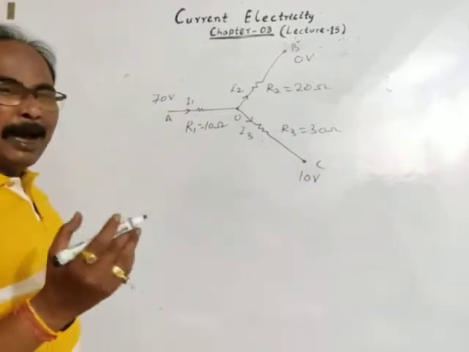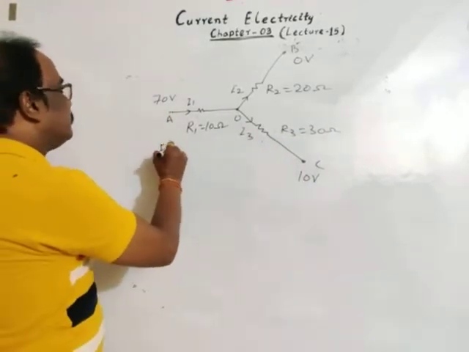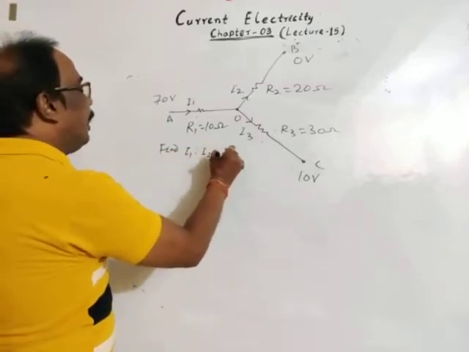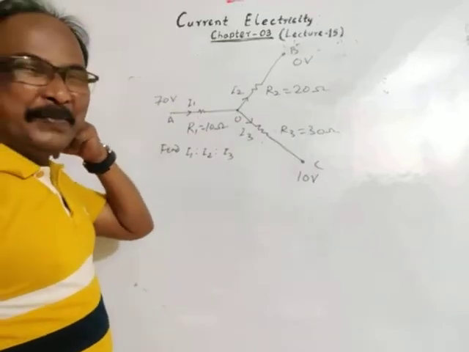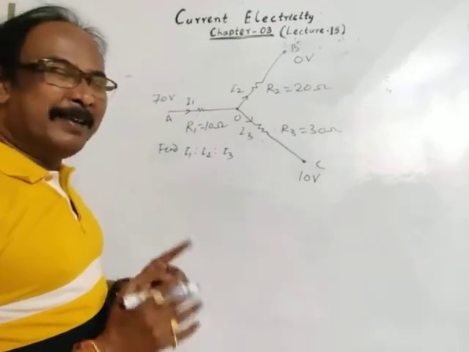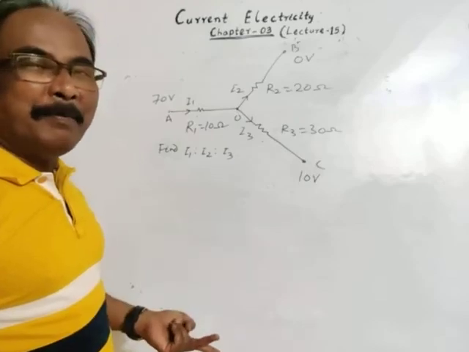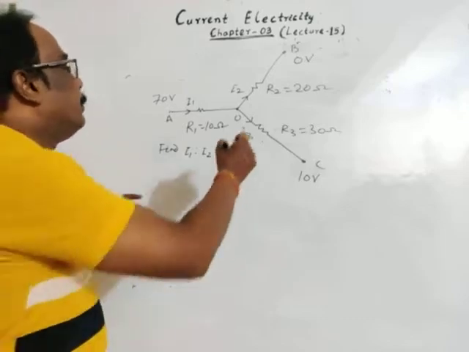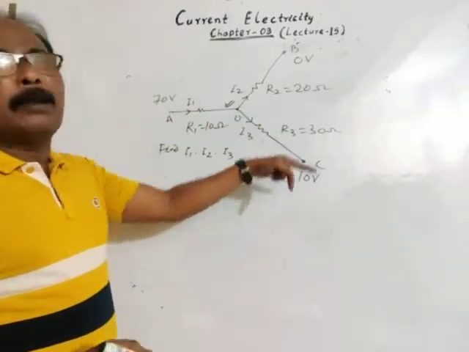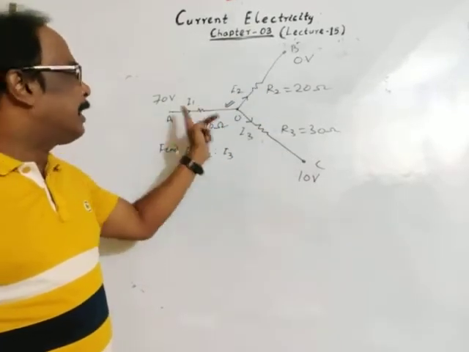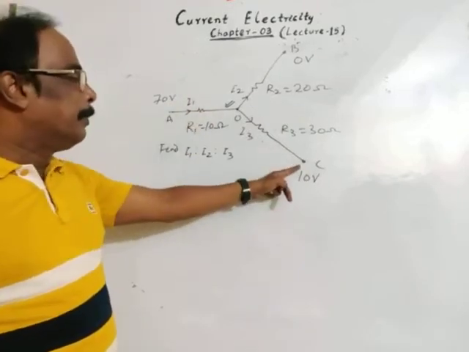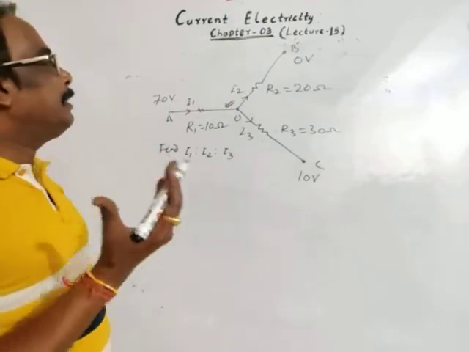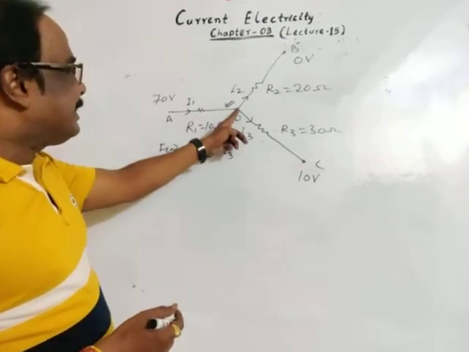Okay. Then it is asked to find I1 is to I2 is to I3. Calculate the ratio of I1, I2 and I3. Very easy. Current flows from high potential to low potential. Then first apply Kirchhoff's first law to junction O. This is a part of a circuit. Again, the connections are there. This is connected to 70 volt. This is connected to 10 volt. This is connected to 0 volt, or B. Okay. This is a junction.